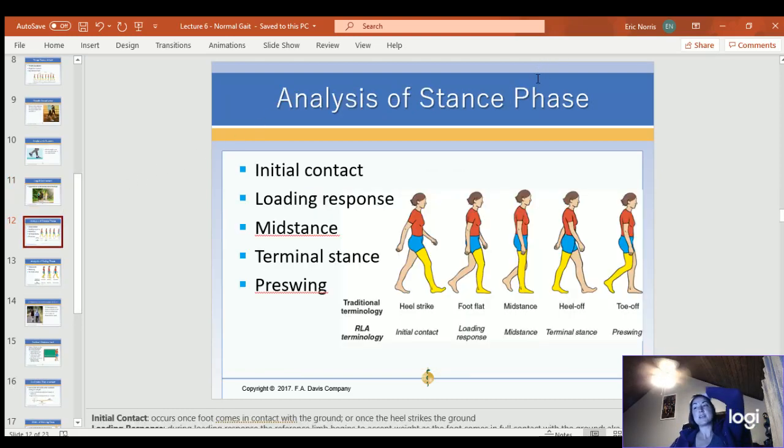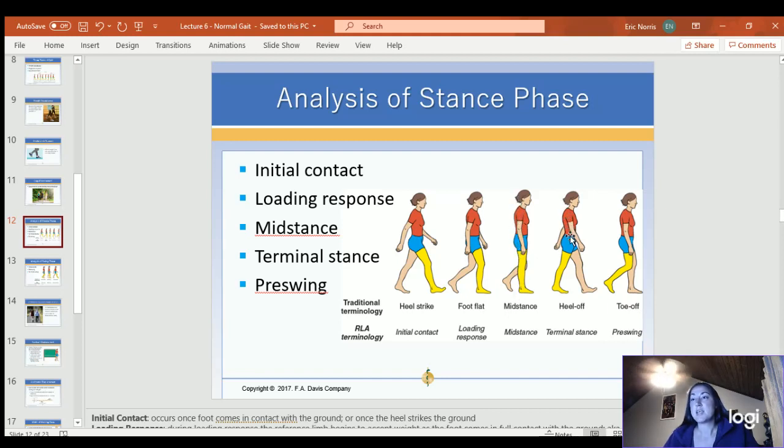Analysis of stance phase. We've already talked about all of these in depth. Of course, initial contact is when the heel strikes the floor. Loading response is when weight begins to shift onto that leg until the foot is flat on the ground. Mid stance is when basically everything is in a line over top of the leg.